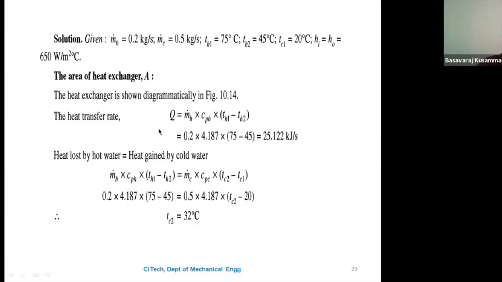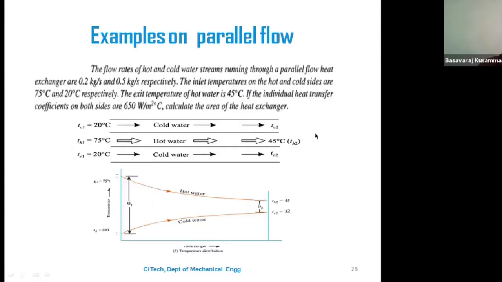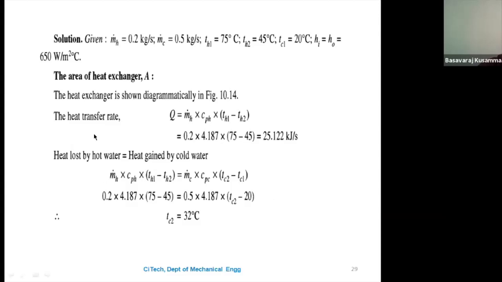Understand? Then what do you need to calculate? You need to calculate the exit temperature of the cold fluid here, because for the logarithmic mean temperature difference you need the inlet and exit temperatures of both fluids. But for that, we first need to calculate the exit temperature of the cold fluid. First, you need to calculate Q here. Then how do you calculate the exit temperature? I think you know that the heat lost by the hot water is equal to the heat gained by the cold water.